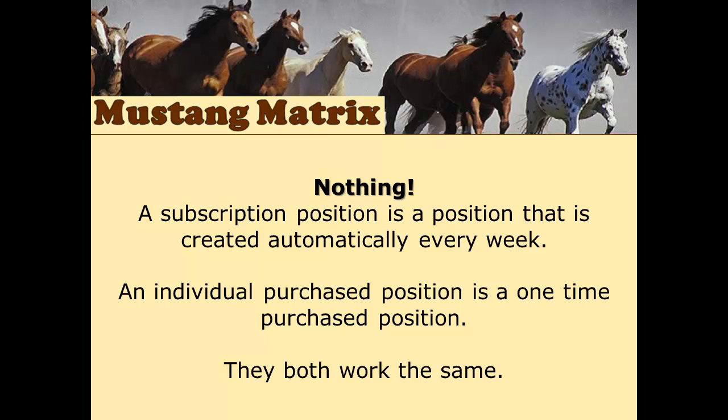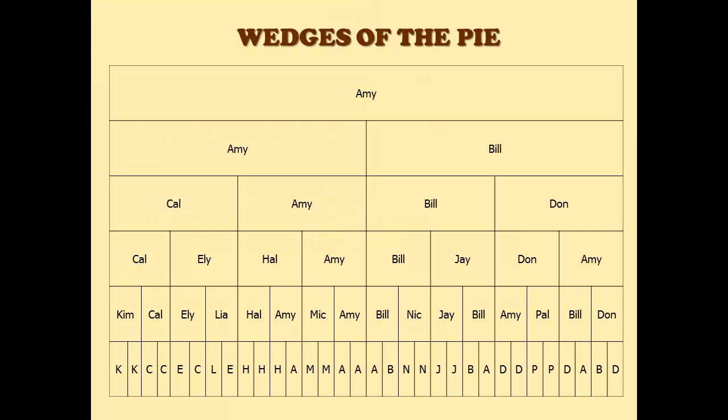Now, most businesses and matrices, it's either a subscription or individual. We wanted to have a little bit of both because we know the benefits of the subscription is that there's constant movement. But the downside is that you can't always get individual positions. So a subscription position and an individual position, they work the same. We're going to be using this example for understanding about your wedge of the pie and how things flow.